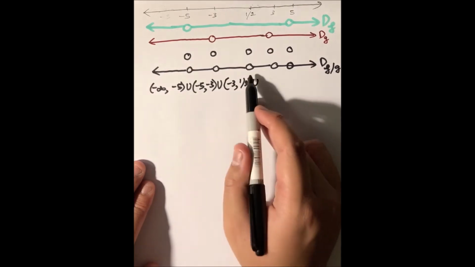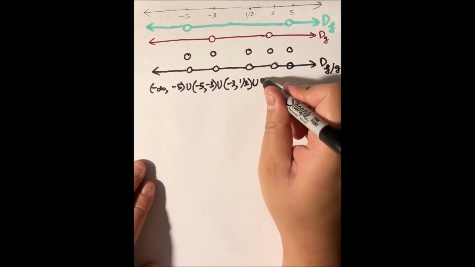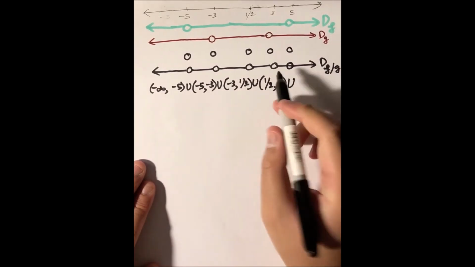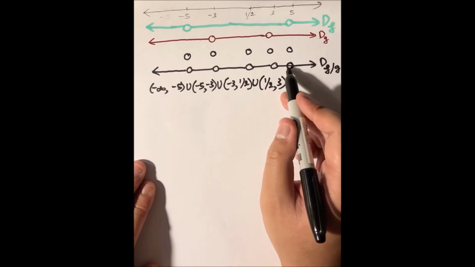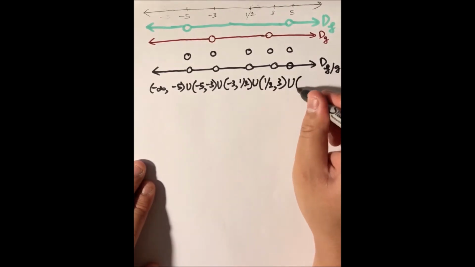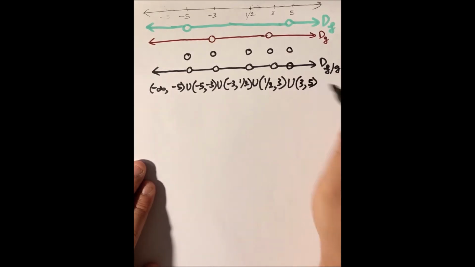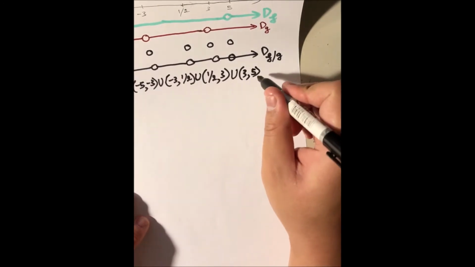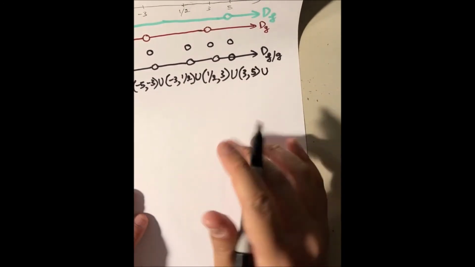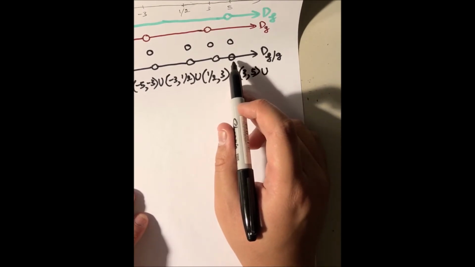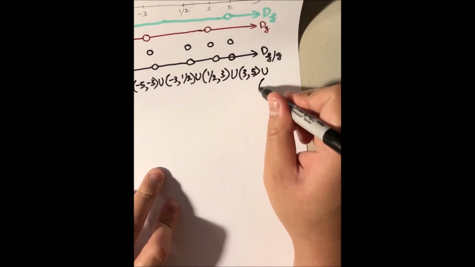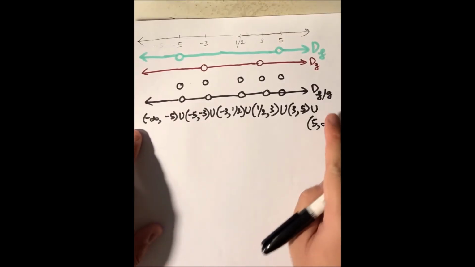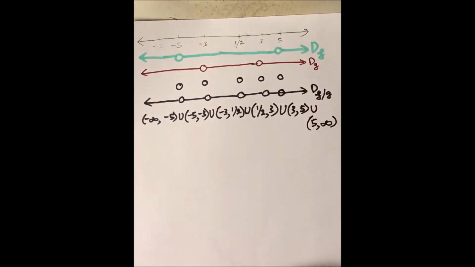Union to go to this part, from 1/2 up to 3, but not including 3. To go to this part, from 3 to 5, not including 3 or 5, not including both of them. And then of course I'm going to write it underneath because I'm out of room. Put the union sign right here to go to this next part, from +5, not including it, all the way to +infinity. So 5, comma, +infinity. So this is the interval notation for the domain of f over g.